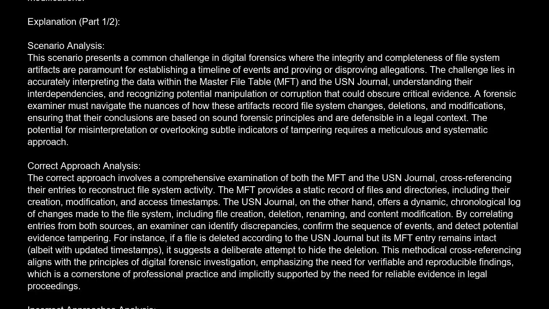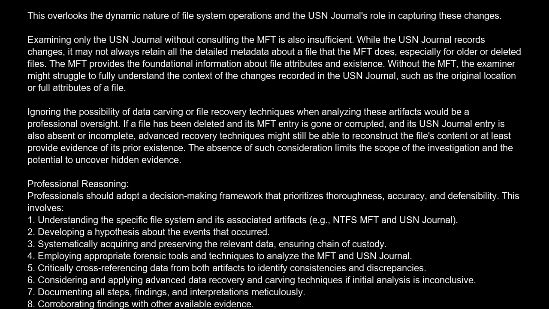Incorrect approaches analysis. Focusing solely on the MFT without considering the USN Journal would be a significant failure. The MFT can be misleading if files have been deleted and their MFT entries overwritten or modified. Relying only on the MFT might lead to an incomplete or inaccurate timeline, missing crucial events logged in the USN Journal, such as the deletion of a file that was subsequently removed from the MFT. This overlooks the dynamic nature of file system operations and the USN Journal's role in capturing these changes.